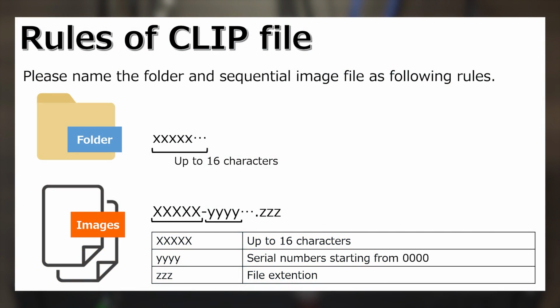Next, we will explain the rules for clip files. Prepare a folder with sequentially numbered files of still images. Please note that there are naming rules for folders and each file. Folder names can be up to 16 arbitrary characters. If the name is longer than 16 characters, the 17th and subsequent characters will be truncated as they cannot be displayed on the HVS-190. File names, like folder names, can be up to 16 arbitrary characters long. After the hyphen, add the serial number of each file, starting with 0000.